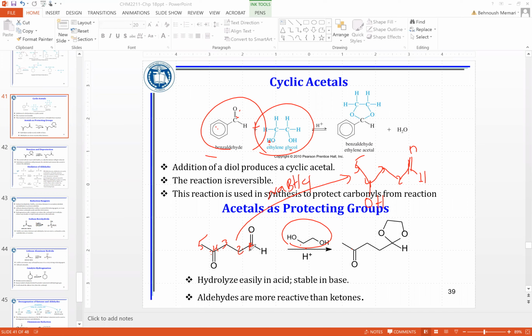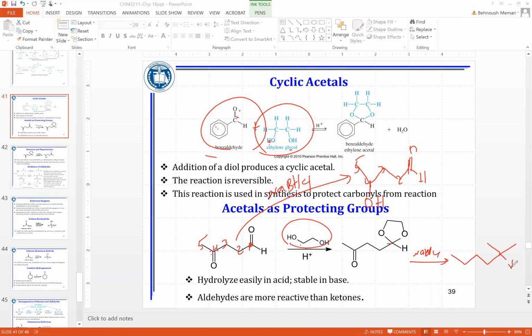You have 2 functional groups. If you want to selectively reduce just one and not the other one, so if you only want to reduce the ketone to OH but keep the aldehyde as aldehyde, you cannot just add sodium borohydride. Instead of adding sodium borohydride first, you have to go through formation of this cyclic acetal.